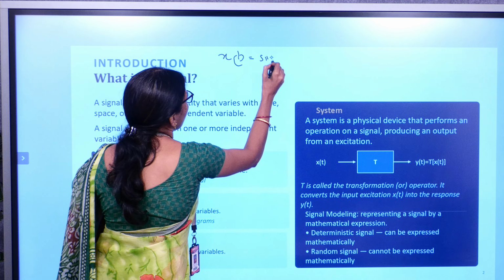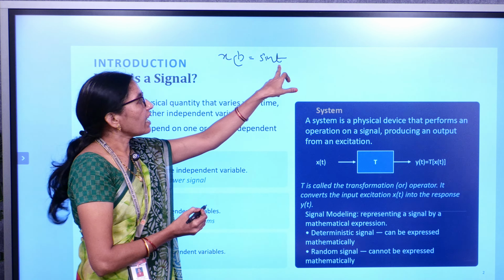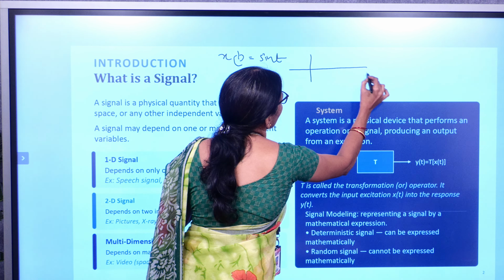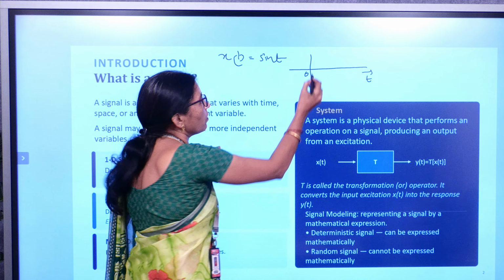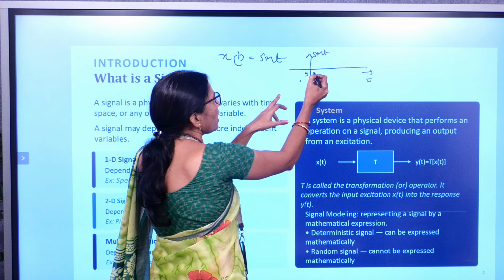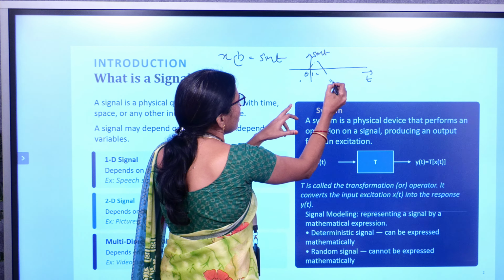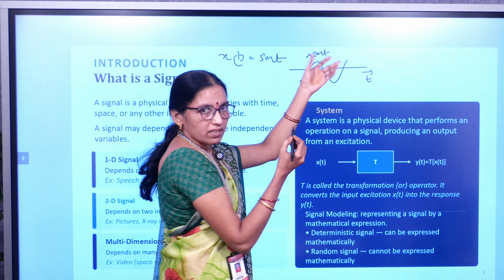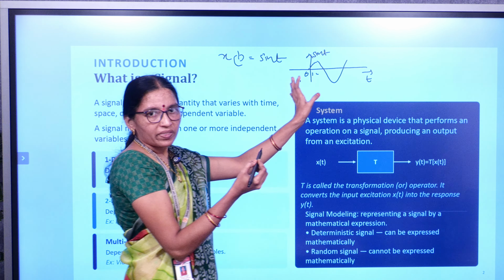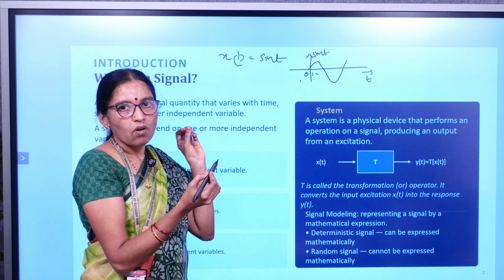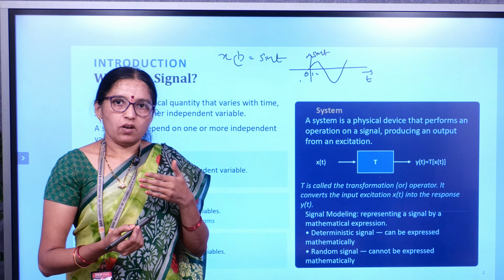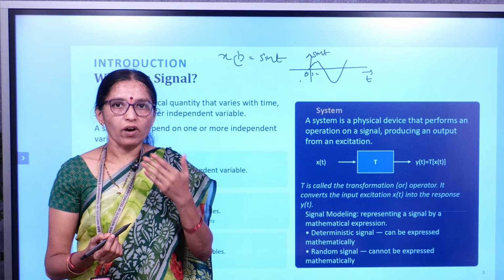So here sin t is a signal, t is an independent variable, and for different values of t, for example t0, we have some amplitude. t0 means sin 0, which is 0, then t1, t2, like this. This is the signal, so it gives some information. It is a set of information, or a physical quantity that varies with time, space or any other independent variable. For example, now I am talking, which means I am generating my voice signal.